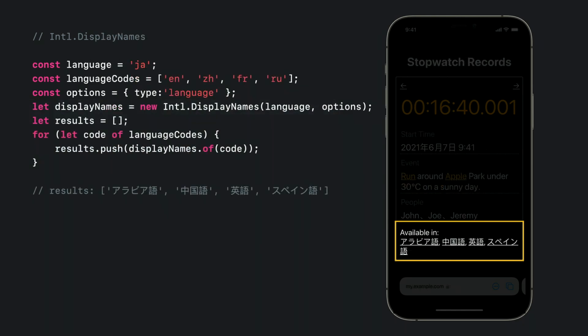The last one is DisplayNames. It provides consistent translation of display names for language, region, and script. Here, I specify language to be Japanese. DisplayNames can take language code as input. In the options, we set type as language. Then we can create a DisplayNames object. And here, using the of method, we can get the translated result. Even though this page is built in English, Japanese users can know what languages are supported.